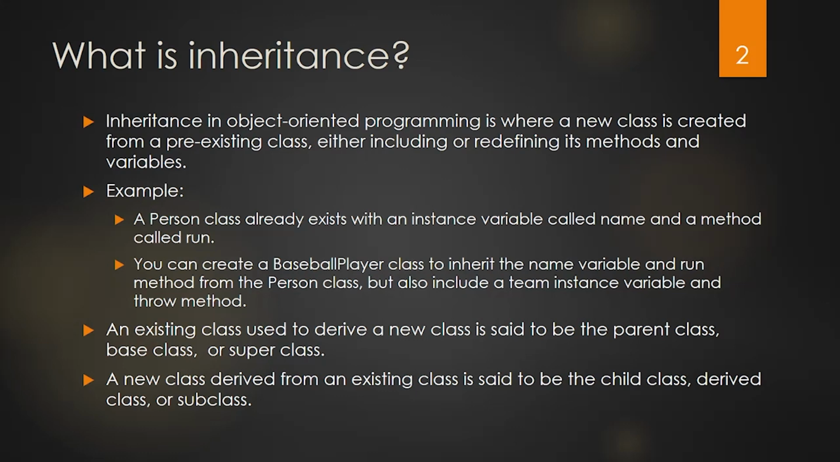An existing class used to derive a new class is said to be the parent class, base class, or superclass, where a new class derived from an existing class is said to be the child class, derived class, or subclass, and you'll hear all of those used interchangeably.